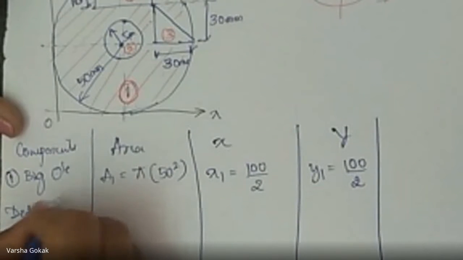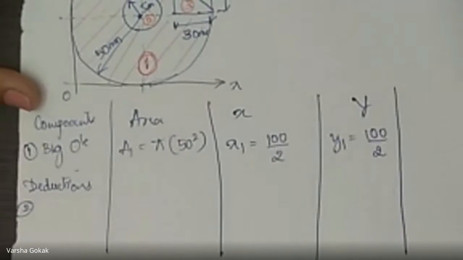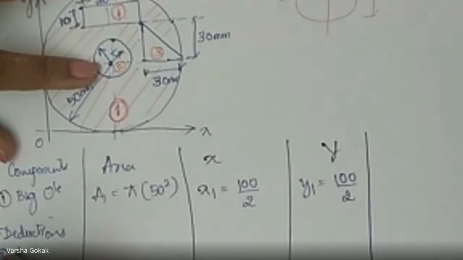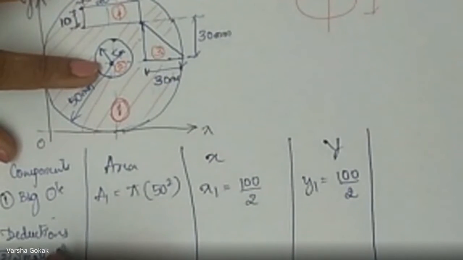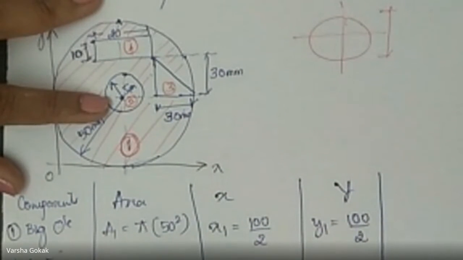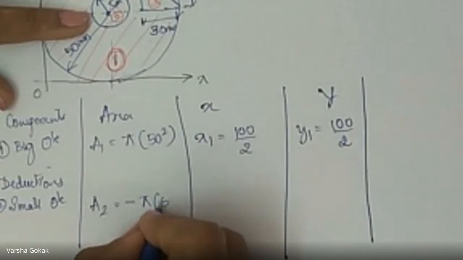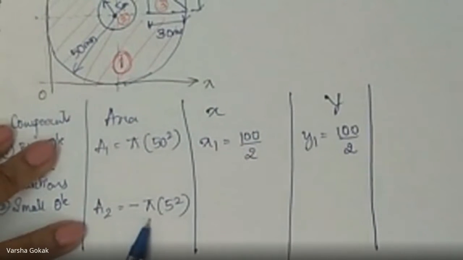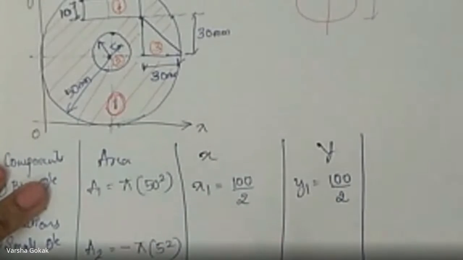So I will write here deductions, and then I'll go for the second component. Second component, I have taken the small circle. Right? So smaller circle, what is the area of the smaller circle? Minus will come now. Deductions, no? So I'll write with minus. So r is 5. So pi r square. Pi into 5 square. Correct? With a negative sign because it is into deduction.